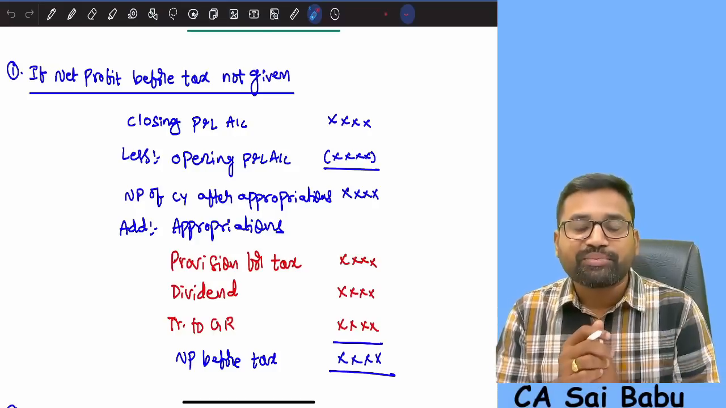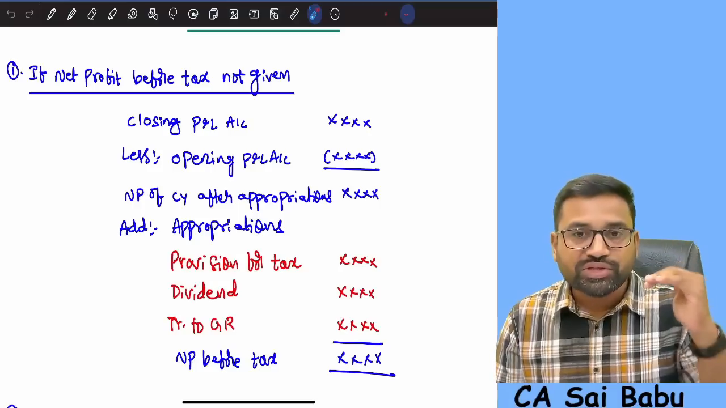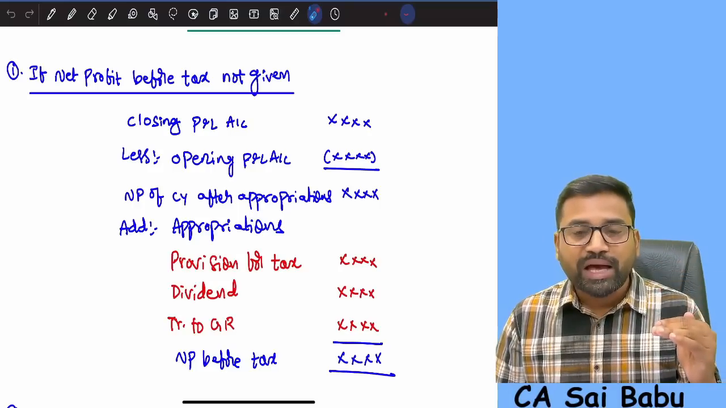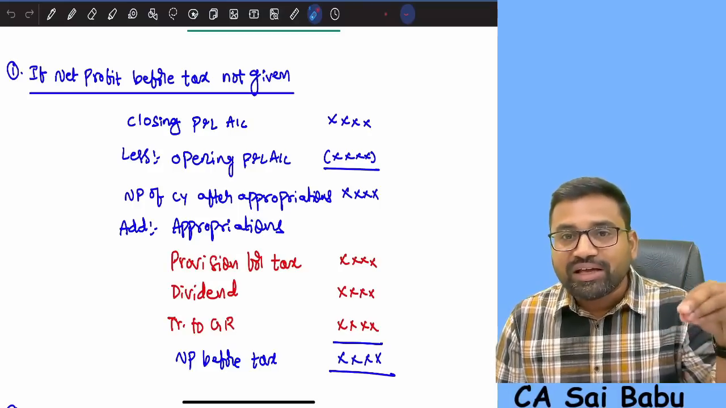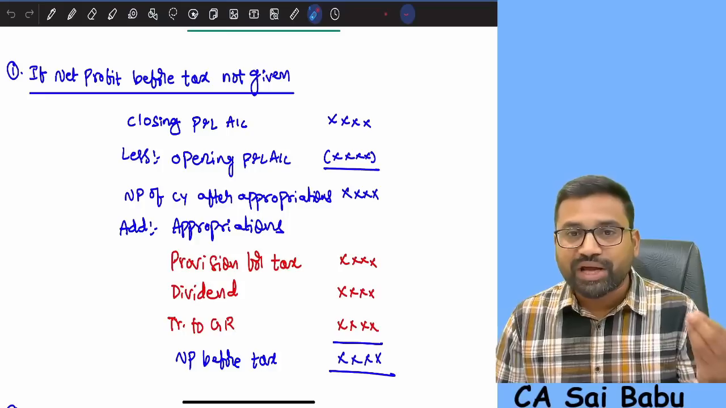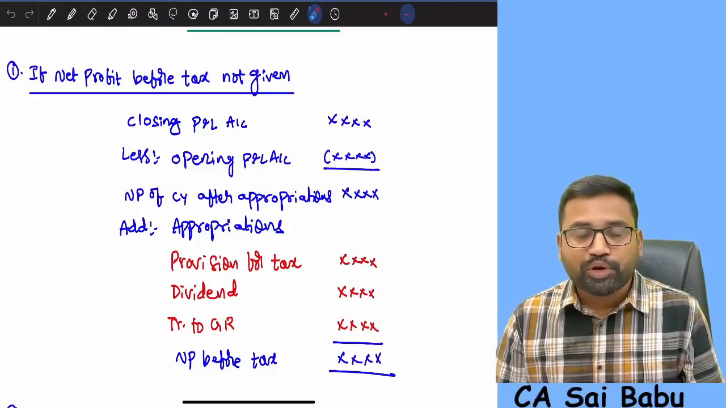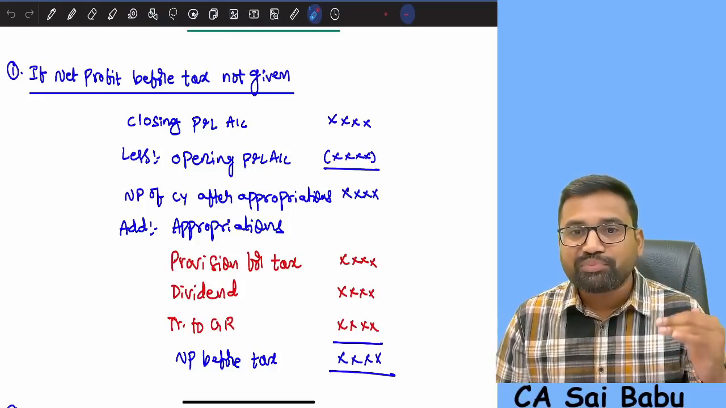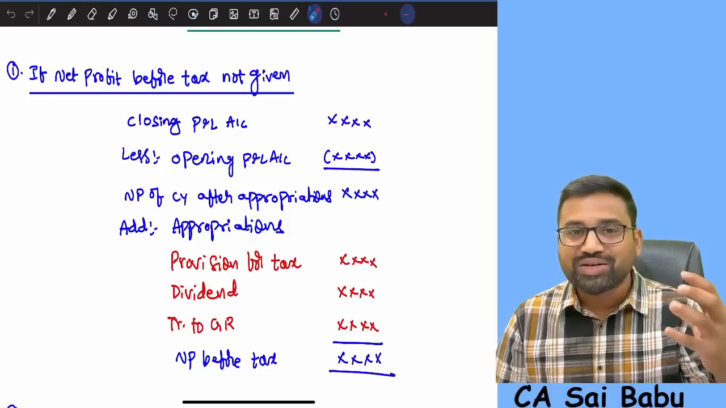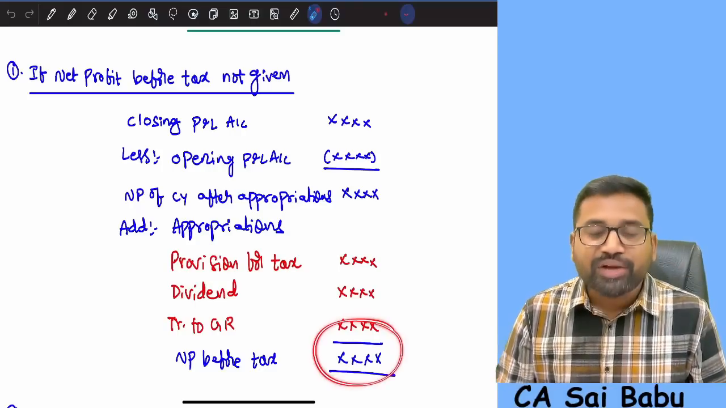So how to ascertain net profit before tax? First start with the closing P&L, reduce the opening P&L balance. Then the difference is nothing but current year net profit after appropriations from current year profits. Then add back the appropriations you have done from the current year profits like provision for tax, transfer to general reserve, dividend adjustment. You will get net profit before tax.